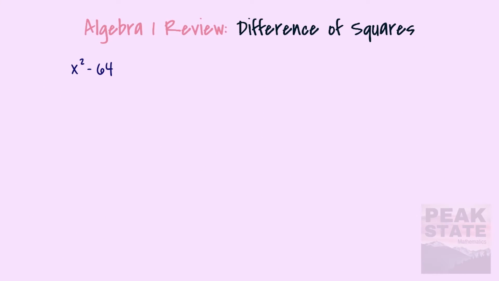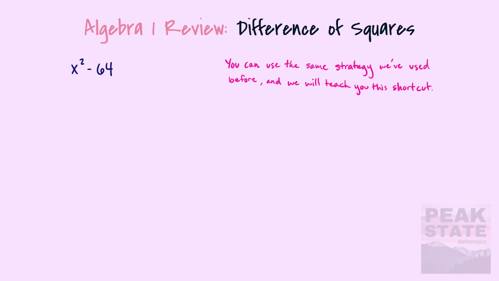And welcome back to Peak State Mathematics. We're going to take a look at the difference of squares today. We're going to be able to use some of the same strategies to actually factor these because realistically, especially with this example, our b term is just 0. So what's going to multiply to that negative 64 but add to 0? But in this case, we're going to also teach you a shortcut.